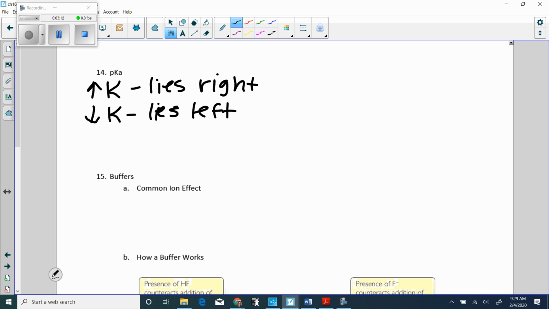P means negative log. So pKa equals negative log of the Ka. So the pKa is the opposite of the Ka because it's the negative log of the Ka. So they're going to be flip-flopped. A big K means a smaller pKa because of that negative sign, which corresponds to a lower pH.